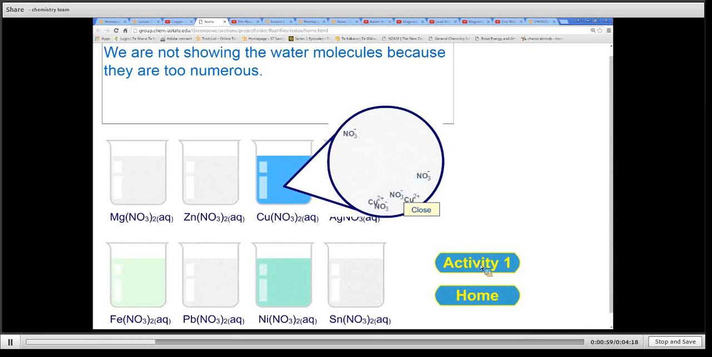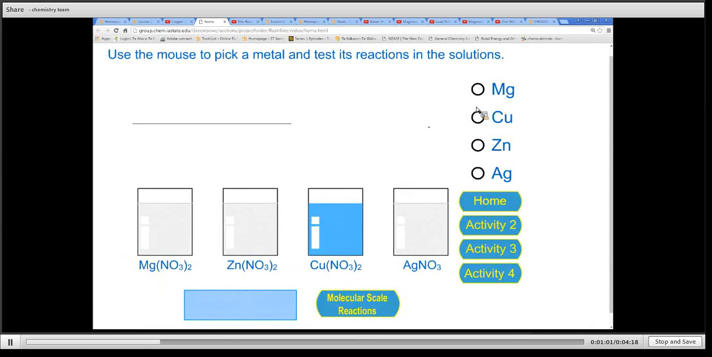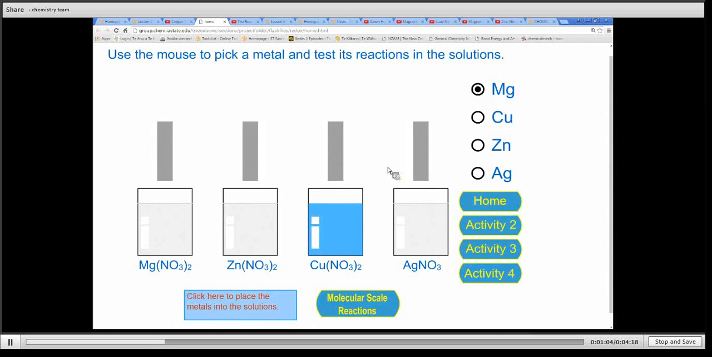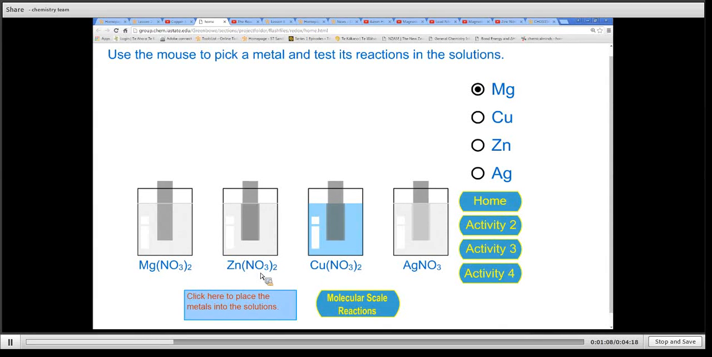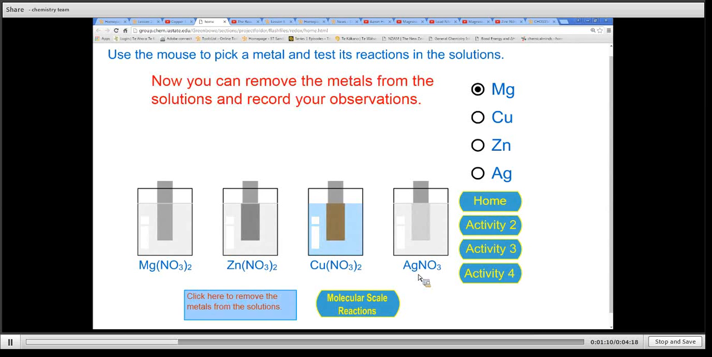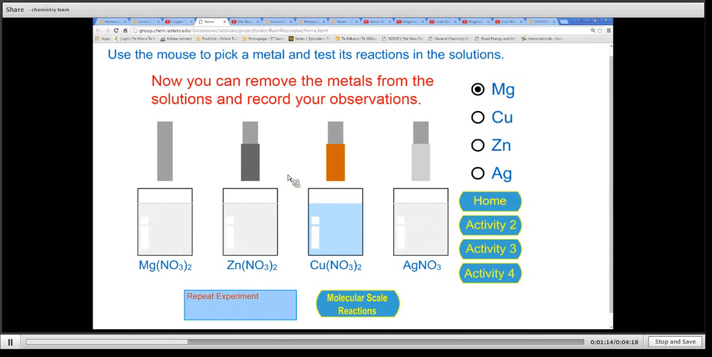So let's go to activity 1, and we can start off by putting a piece of magnesium into each solution: magnesium nitrate, zinc nitrate, copper nitrate, and silver nitrate. You'll notice if we remove them that some of them have reacted and one hasn't. You wouldn't expect magnesium to react with its own salt, magnesium nitrate. But we can see that magnesium is reactive because it has reacted with all of the others.